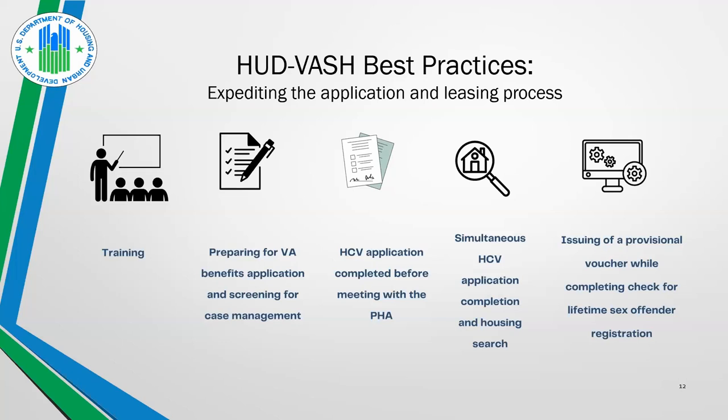Preparing for the VA benefits application and screening for case management. Applying for veteran benefits, housing, and services can be overwhelming for families experiencing an episode of homelessness. Collaborating with partnering organizations to help in the application process alleviates pressure on the veteran family and provides support throughout the process. VA and continuum of care partners may be helpful in aiding veterans in obtaining documentation.